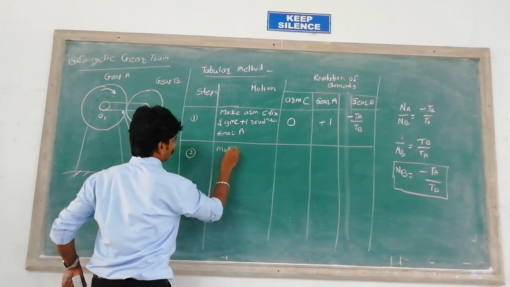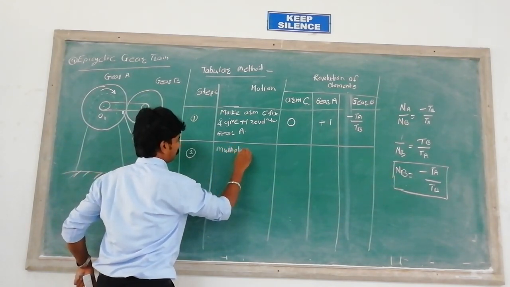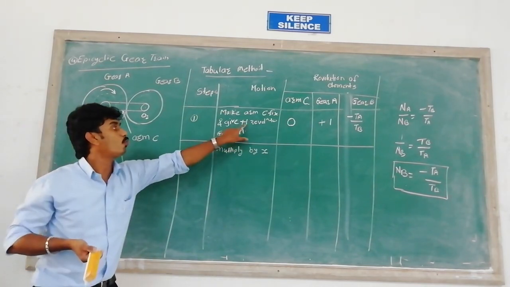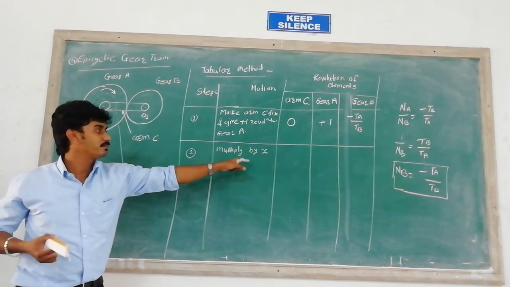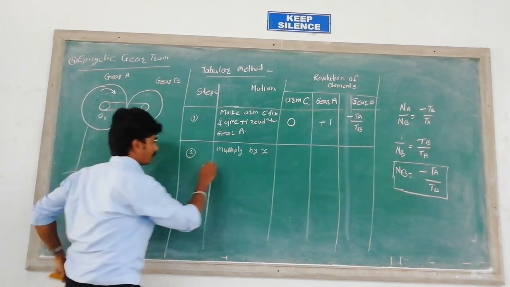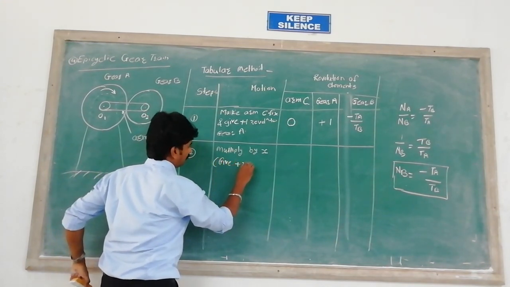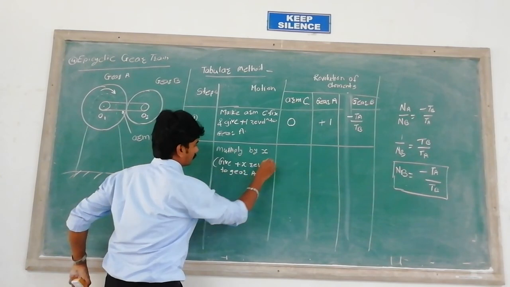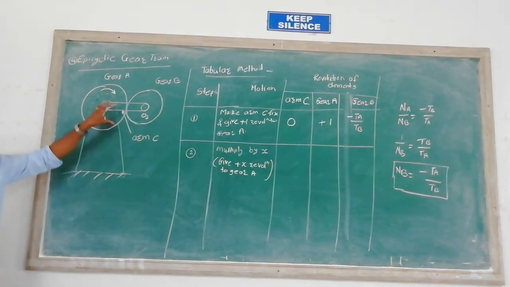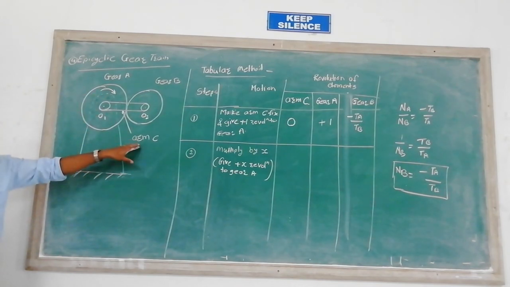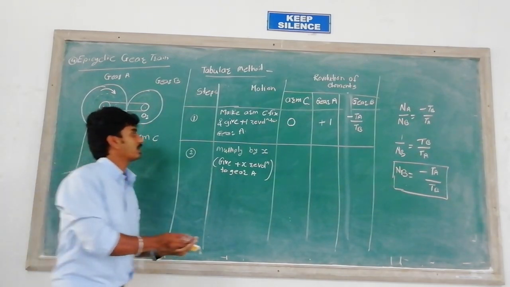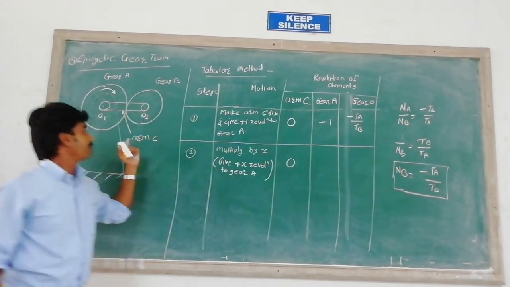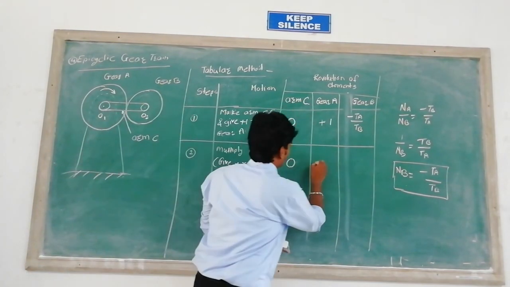Step 2: multiply by x. Multiply by x means what? Earlier we gave plus 1 revolution to gear A, so multiplying by x means we are giving plus x revolution to gear A. When we give plus x revolution to gear A, arm C is fixed, therefore the revolution performed by arm C is equal to 0. We are giving plus x revolution to gear A, therefore the revolution of gear A is equal to plus x.